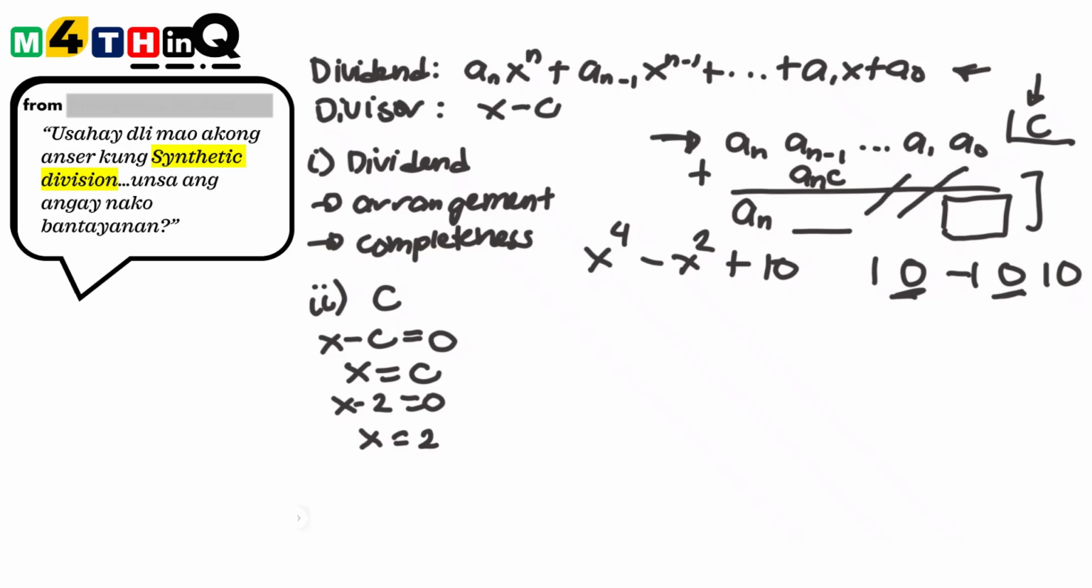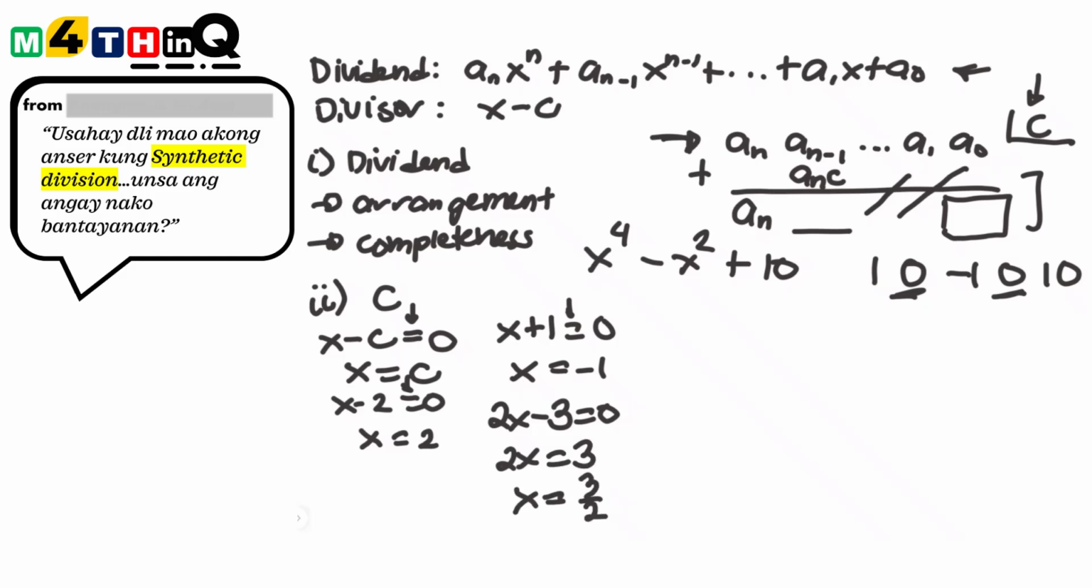But it's different if you have x plus 1 equated to 0: your C is not 1, but it will become negative 1. So the point here is to equate your divisor to 0 to get your correct C. This is also true even if your form is like 2x minus 3, that's your divisor. To get the correct value of C, it's not 3, but it should be done in this manner. Equate it to 0, move 3 to the other side, divide both sides. Your correct C is 3 halves. That is the next thing you need to consider when you're doing synthetic division.